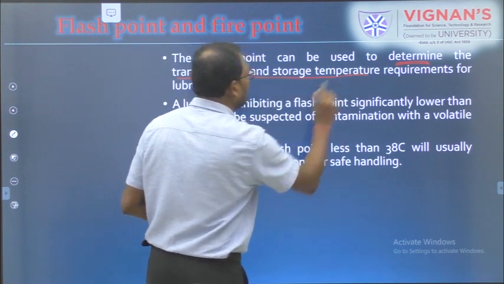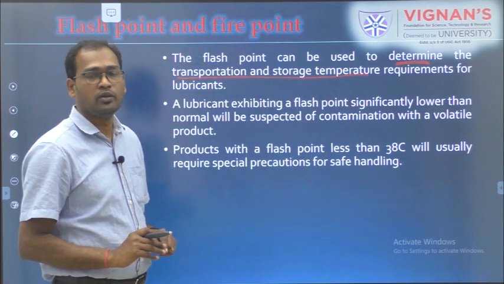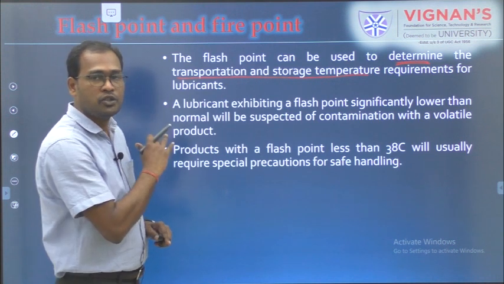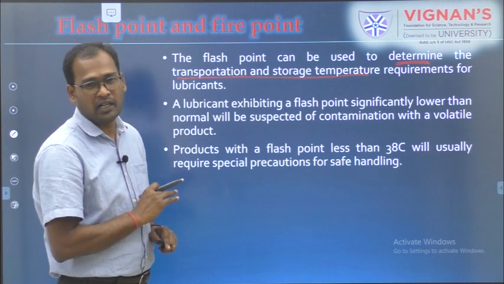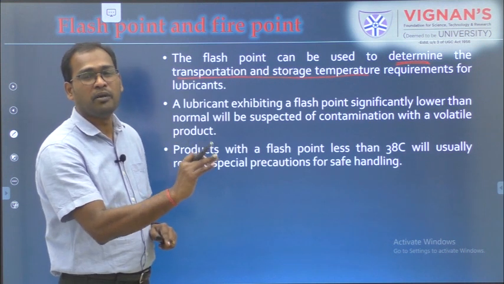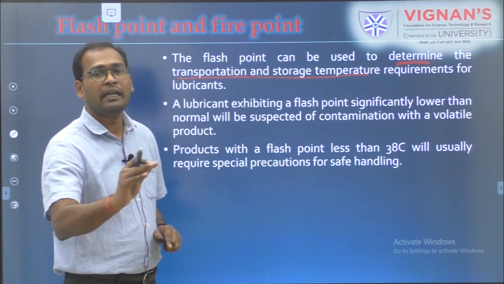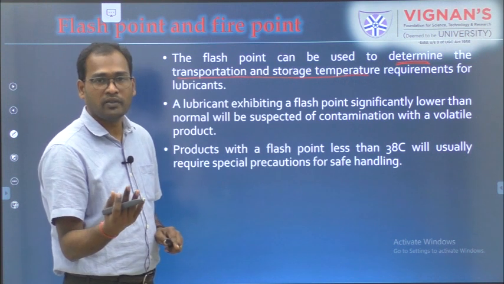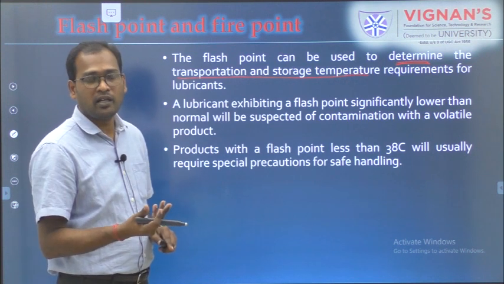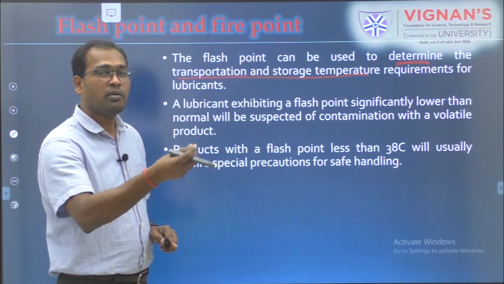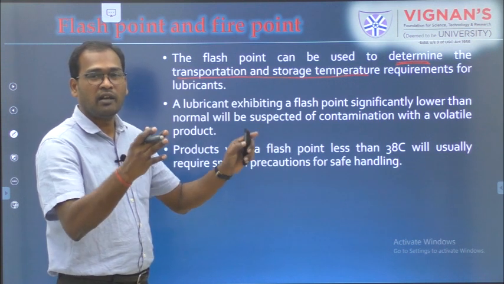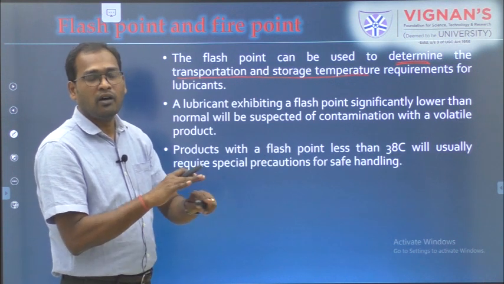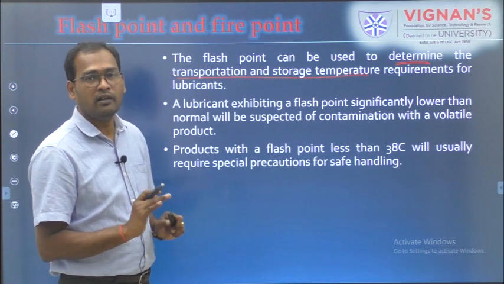the transportation and storage temperature, similar to your cloud point and flow point. This is used to know up to what temperature it can be stored and up to what temperature it has to be maintained when it is being transported. During transportation, the temperature might fluctuate, and if it does, more vapor might be generated. So if you have an idea at what temperature vapors will be produced, then we can maintain the system at a fixed temperature so that no vapor and no flash or fire can happen.